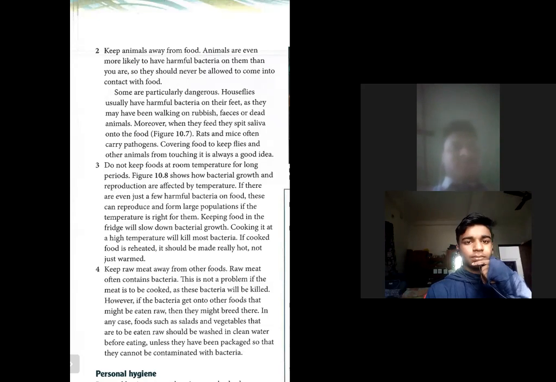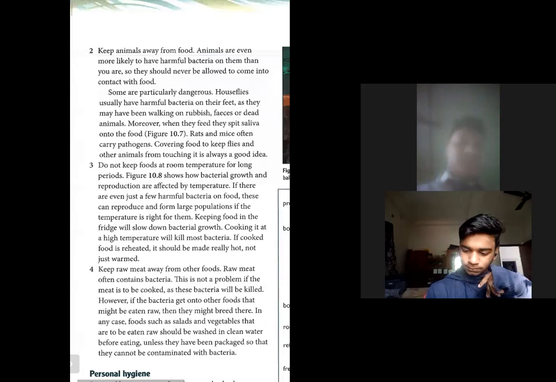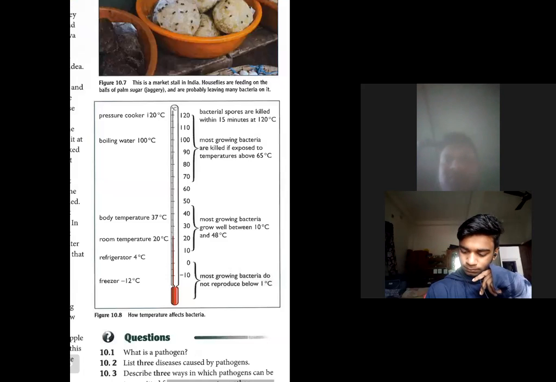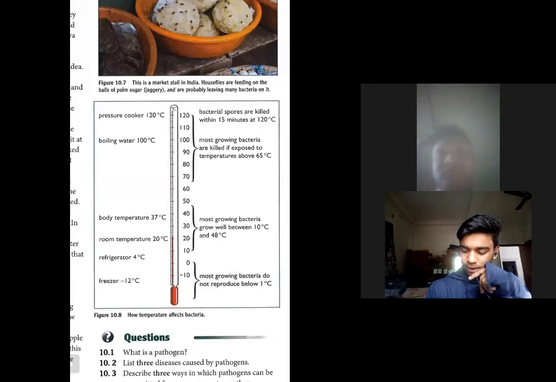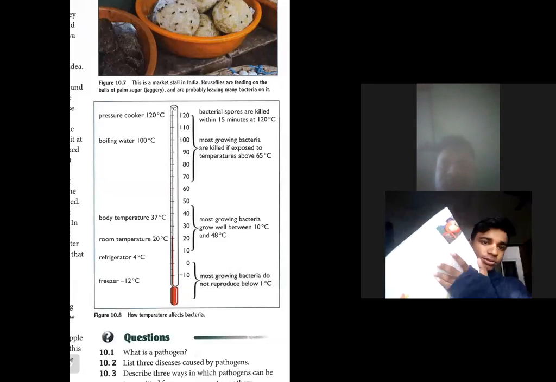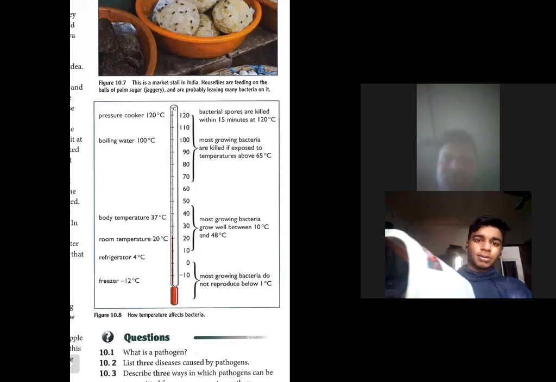Third point is, do not keep the foods at room temperature for long periods of time. Why? A picture is given here that will explain better why we should not keep the food at room temperature. How does the temperature affect bacteria? At room temperature, we should not keep the food for a long period of time.